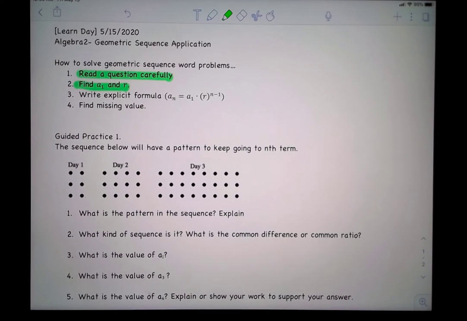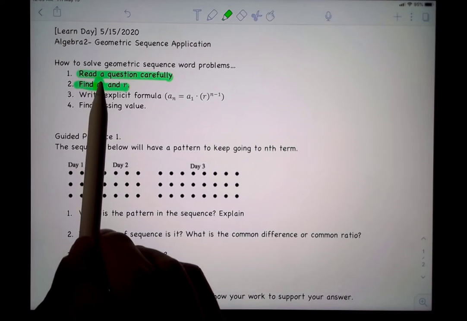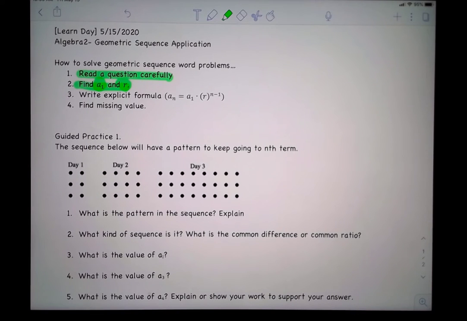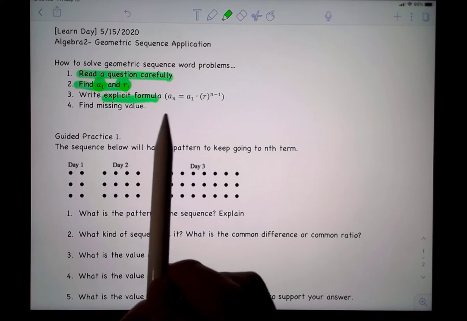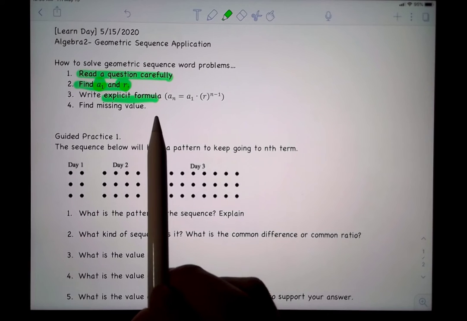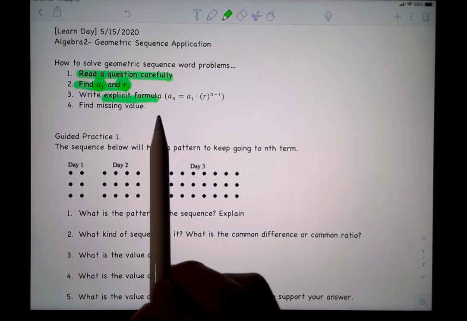They will say it first, the value was this, and it increased by, like, multiplied by 3 or 3 times more than before, something like that. You will see the keyword, so you need to catch those words. Our goal is just getting A1 and R, the initial value and the common ratio. Once you get it, what do you do next? You write the explicit formula, and then find the missing value.